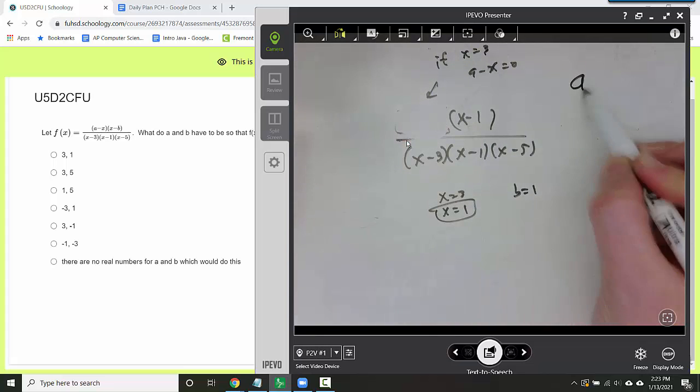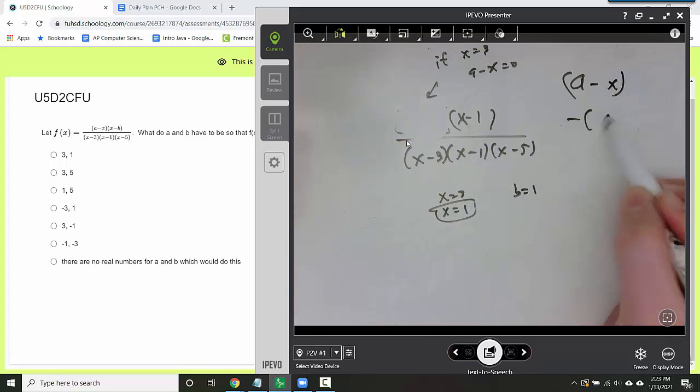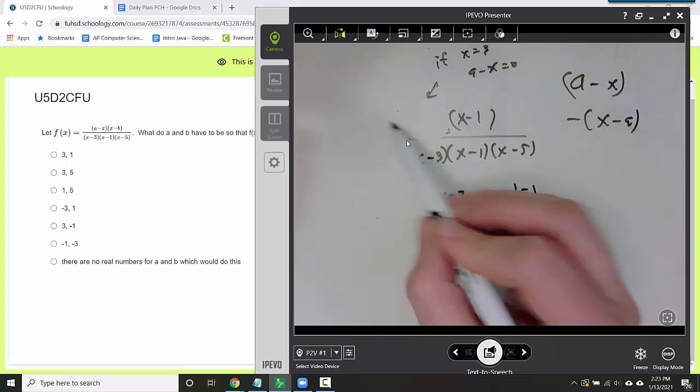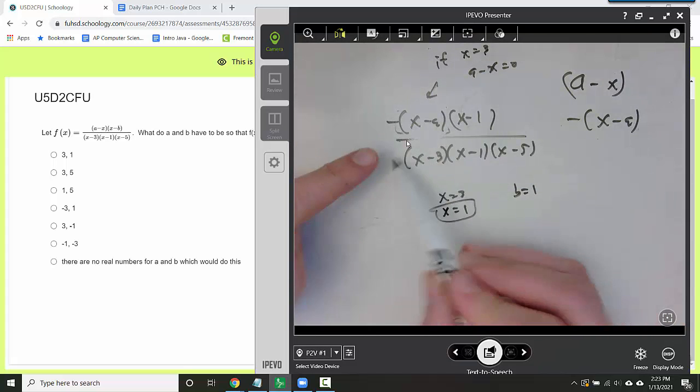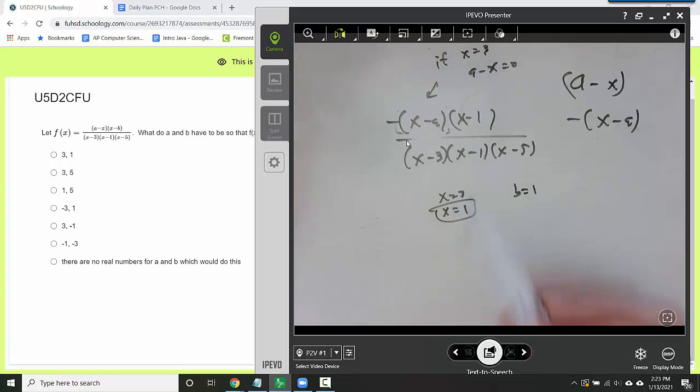So a minus x is the same thing as the opposite of x minus a. If you rewrote it that way, now it's really clear that a could be 3. So, three different ways to think about it. In any case, a and b should have the values of 1 and 3.